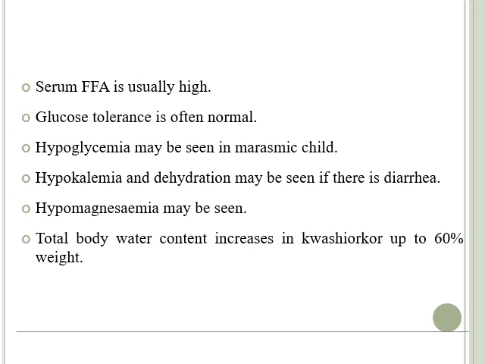Hypoglycemia may be seen in a marasmic child but may not be in a Kwashiorkor child. Hypokalemia and dehydration: hypokalemia means decrease in potassium level in blood, and dehydration may be seen if there is associated diarrhea in protein energy malnourished children. Then hypomagnesemia, decreased level of serum magnesium, can be associated. Then total body water content increases in Kwashiorkor up to 60% of body weight because of the edema, but it is not seen in a marasmic child.